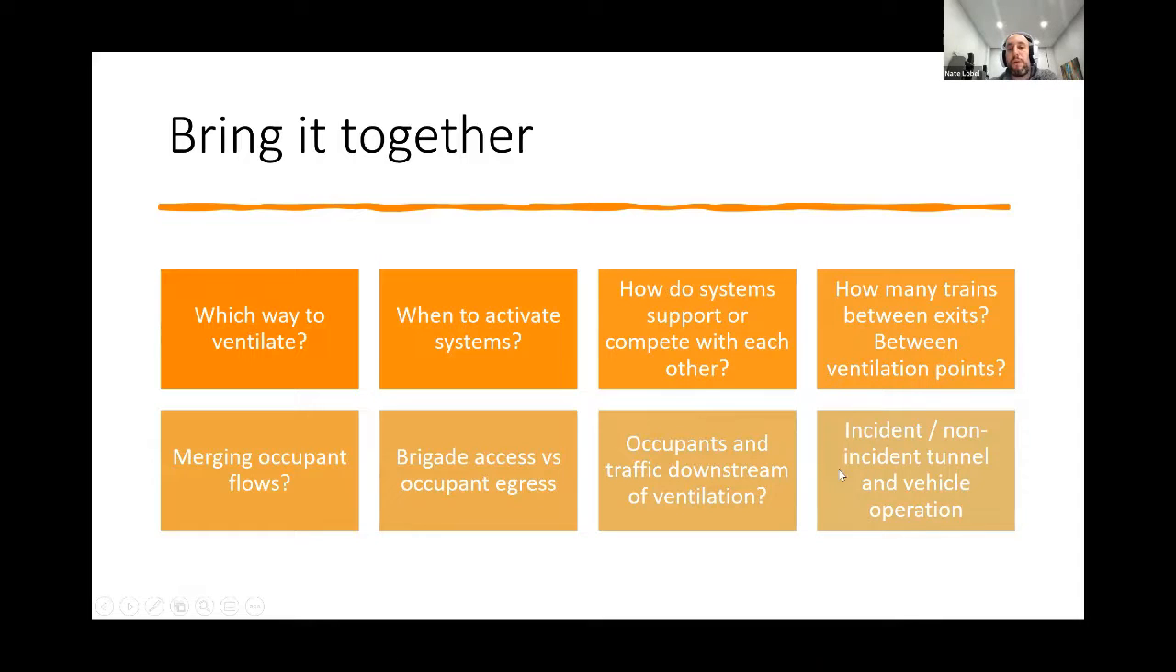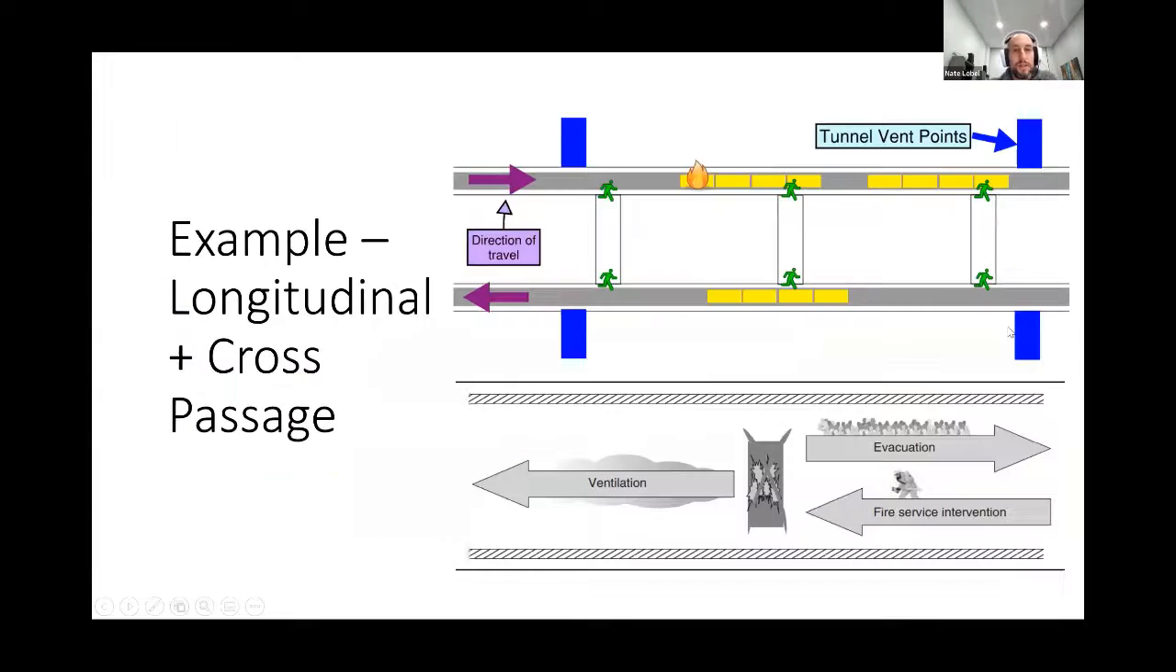And then obviously before you actually let anybody into the non-incident tunnel, you need to make sure that no trains are running or that road traffic is stopped in that tunnel. Otherwise, you're introducing new hazards.